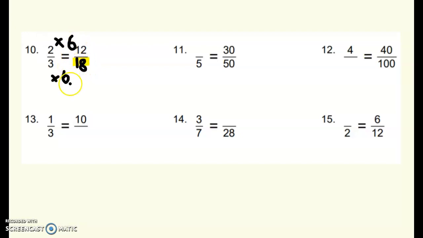6 over 6, remember, is 1. When you times anything by 1, you're not changing the value. So that means that 12/18 is the exact same size of cake as if I had 2/3 of the cake.